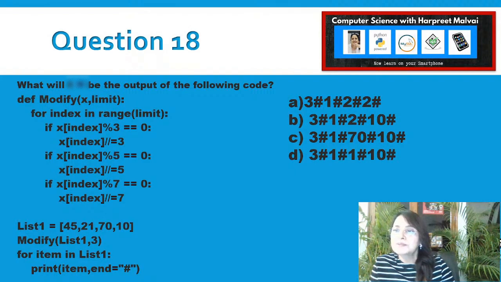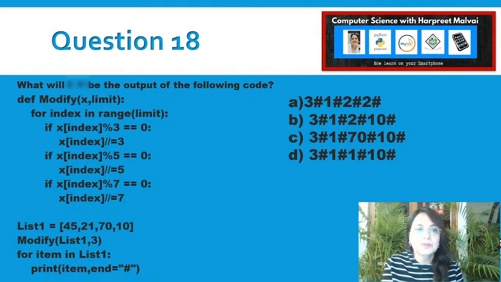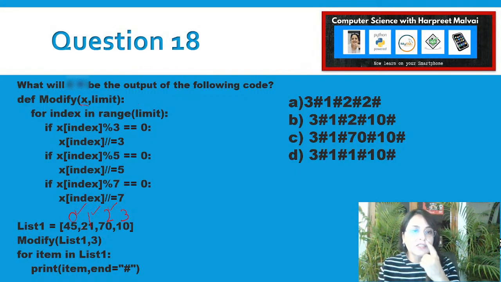All right. So, should I explain this to you? Well, let's start with what is the list. The list has 0, 1, 2, and 3. Now, what happens when I pass this list here is that the list is now going to get changed from 0 to 2 only, because when the limit is 3, it's going to start from 0. It's only going to take the first 3 elements, 0, 1, 2. All right. And when it takes these 3 elements, what is it going to do? First of all, the first element here is 45.